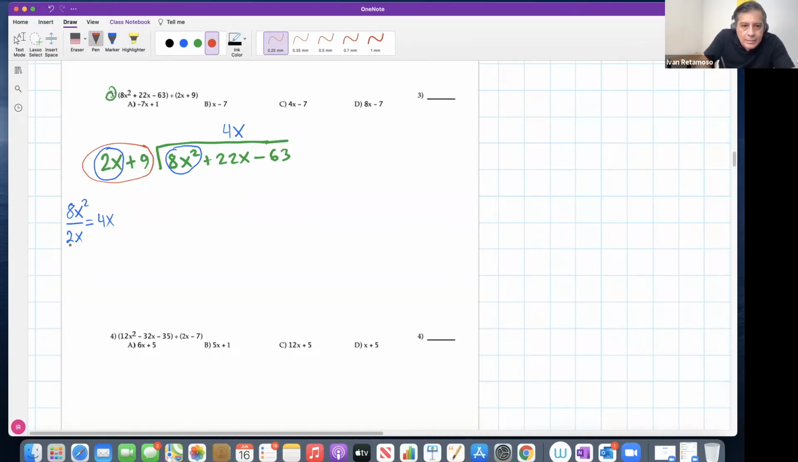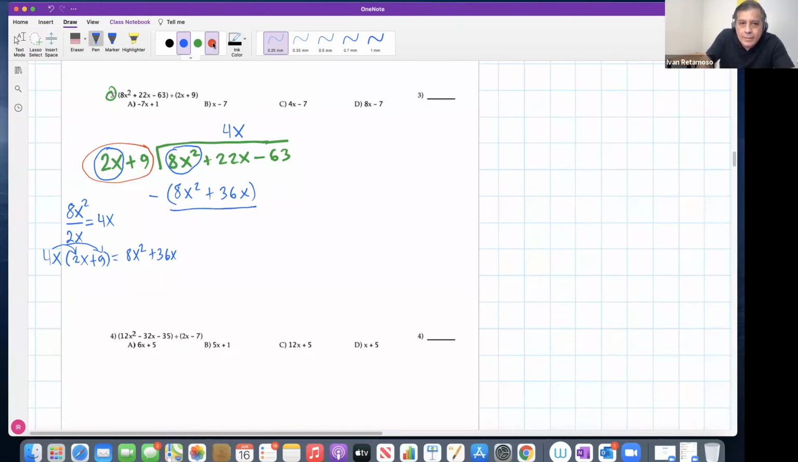4x is right here. 4x times 2x plus 9. What is this? This times this is 8x squared. 4x times 9 is 36x. And this must be written below this binomial, in order. Look, 8x squared plus 36x. Professor, we got the same here. You should always get the same here. It's a sign that so far so good. Yeah, great. And then we've got to subtract.